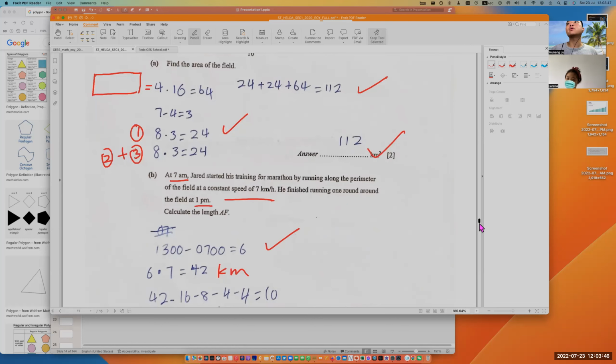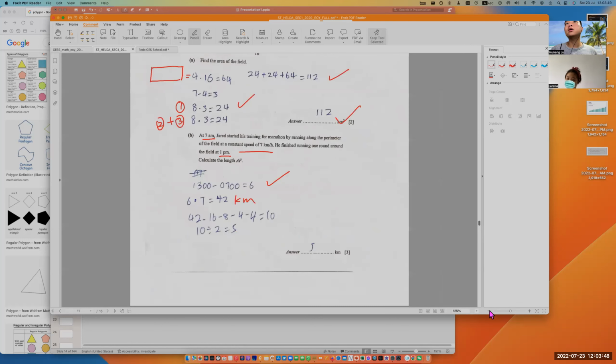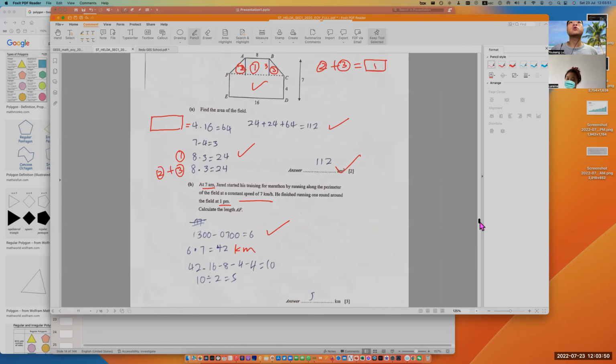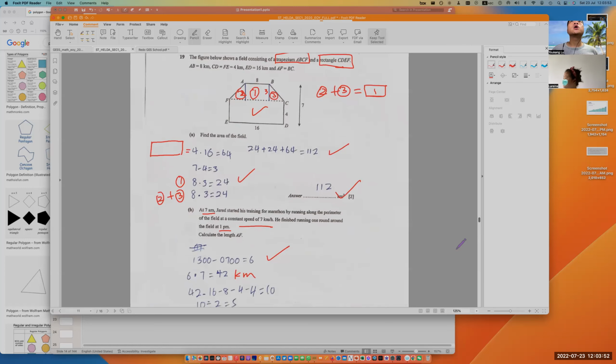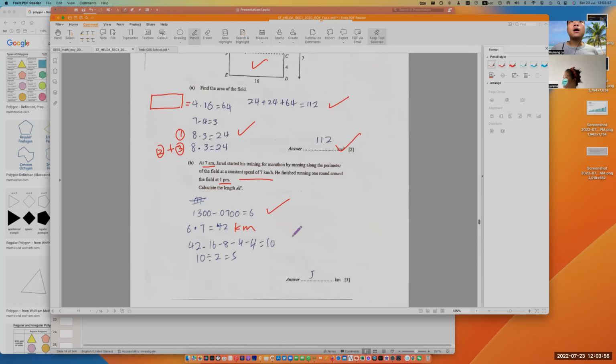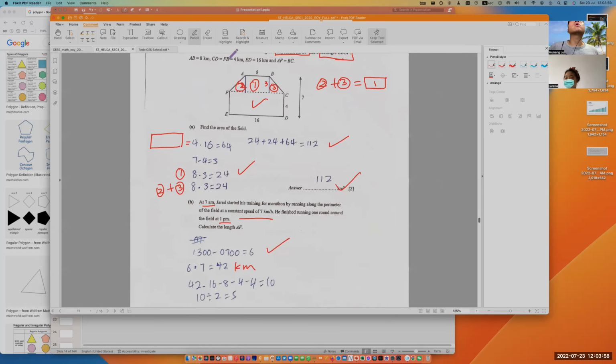Let me just zoom out so I can see the entire one. So you are finding AF divided by 2. I am seeing this one and this one. This is 4, this is 8. So you take 42, you minus the 16, then you minus the 8, minus the 4, minus the 4. Very good. So that's how you get this.